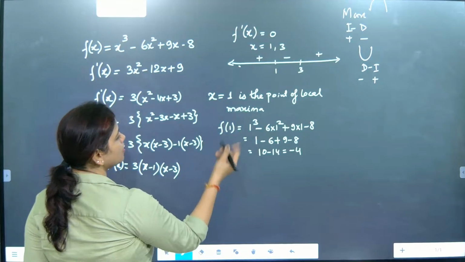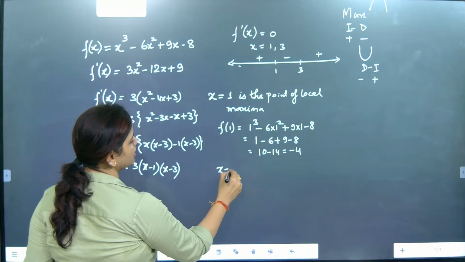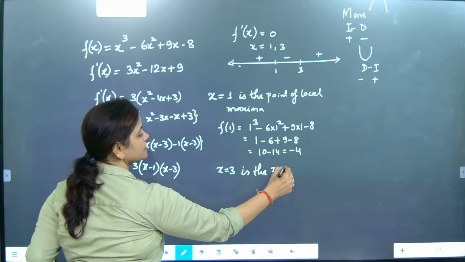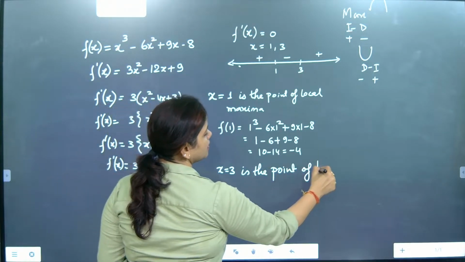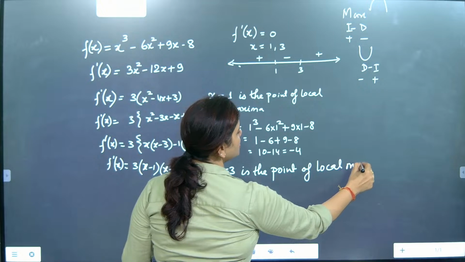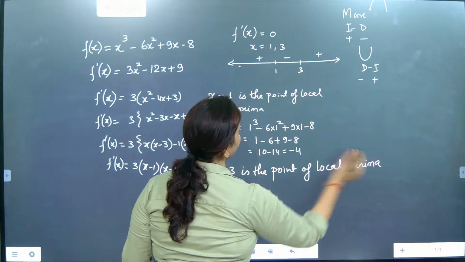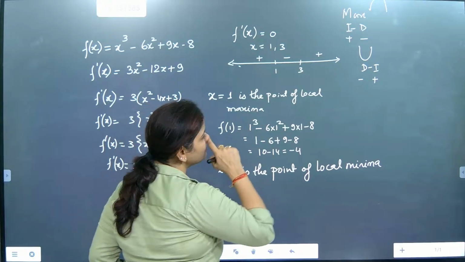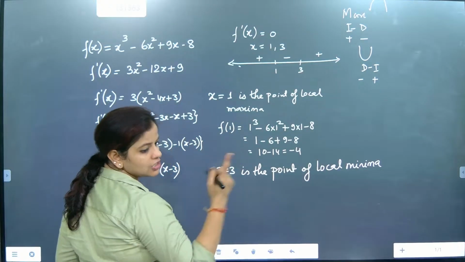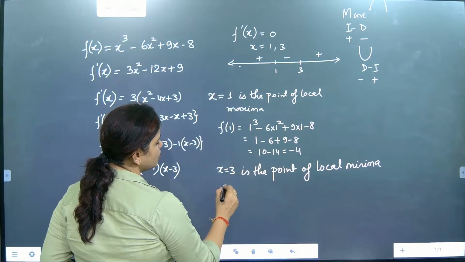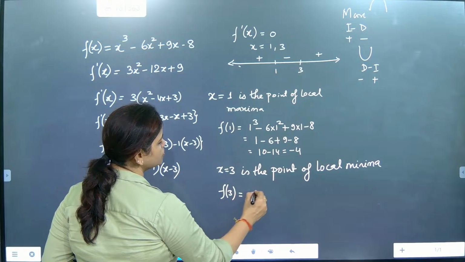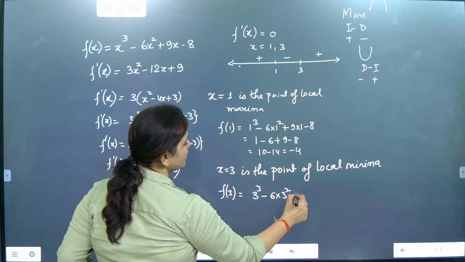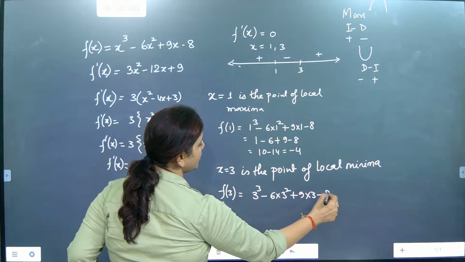Next part: now we are going to check that x is equal to 3 is the point of local minima. Why? Because it is having minus plus. Minus and plus, decrease to increase. So now we will substitute the f of 3 value. So here 3 cube minus 6 into 3 square plus 9 into 3 minus 8.